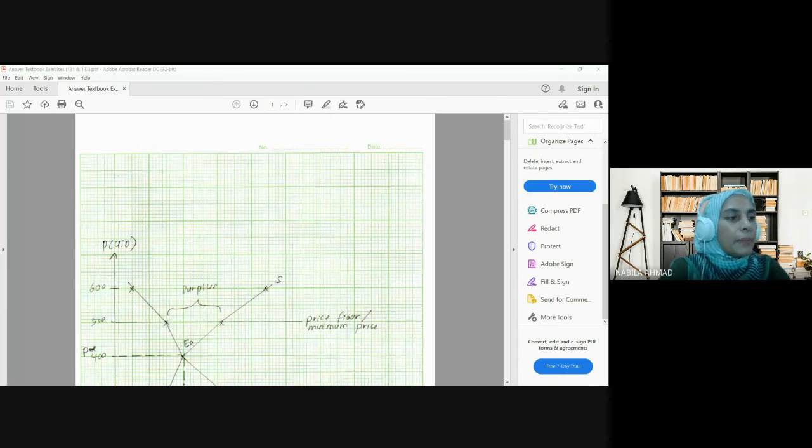16 sampai 18. Ya. Which of the following factors causes the demand curve to shift from D0 to D1? So tengok diagram tu. So demand curve shift from D0 to D1, maknanya demand increase. So apa faktor-faktor yang menyebabkan demand boleh shift? Increase in taste and preference, decrease in income, increase in technology, decrease in number of buyer. Mana satu?